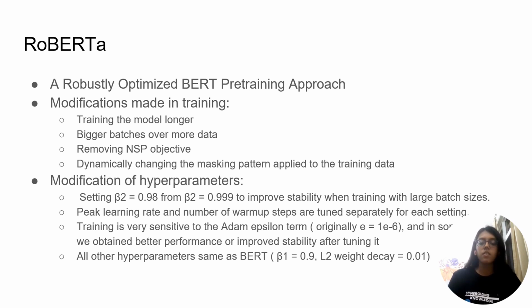Along with this, they also modified the hyperparameters that BERT was using. They changed the Adam epsilon term and the peak learning rate, and all of these factors were tuned separately for each setting, and they found that this was improving the stability of the model, whereas some hyperparameters were simply kept the same as BERT. So over the next few slides, my teammates will go over how exactly these modifications were made in the training and what was the impact. Thank you.